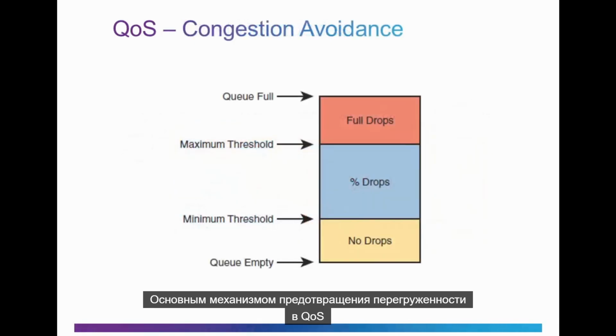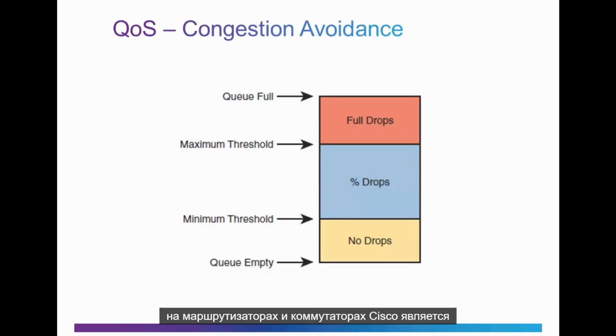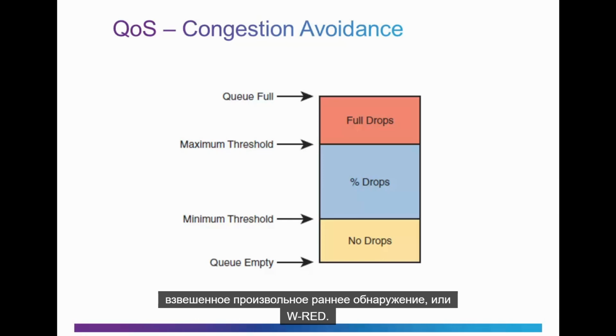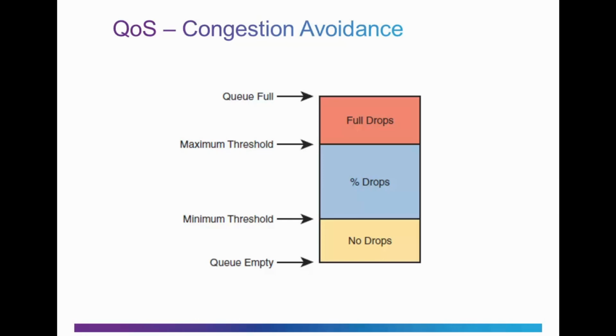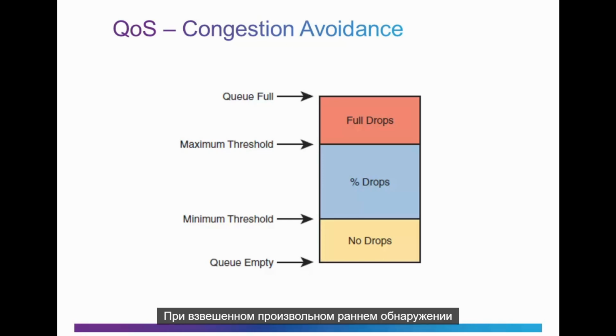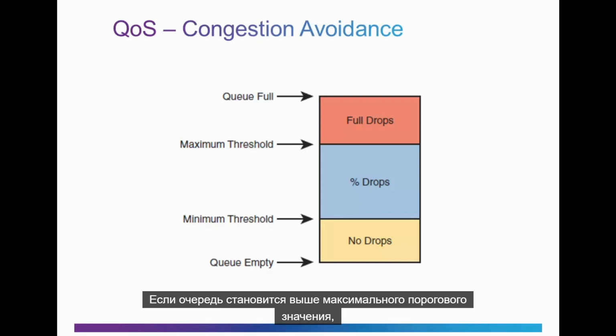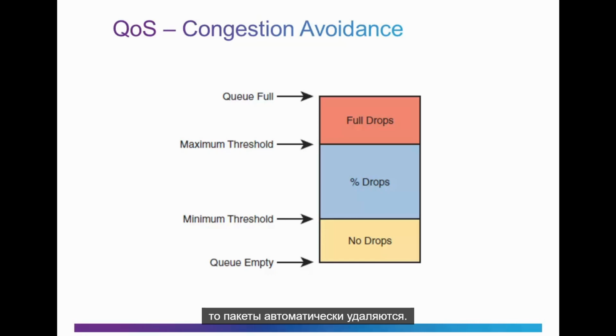The main mechanism of congestion avoidance in QoS on Cisco routers and switches is weighted random early detection, or WRED. With weighted random early detection, a percentage of the packets are dropped once we've gone over in a queue the minimum threshold. If the queue has gone over the maximum threshold, then packets are automatically dropped.